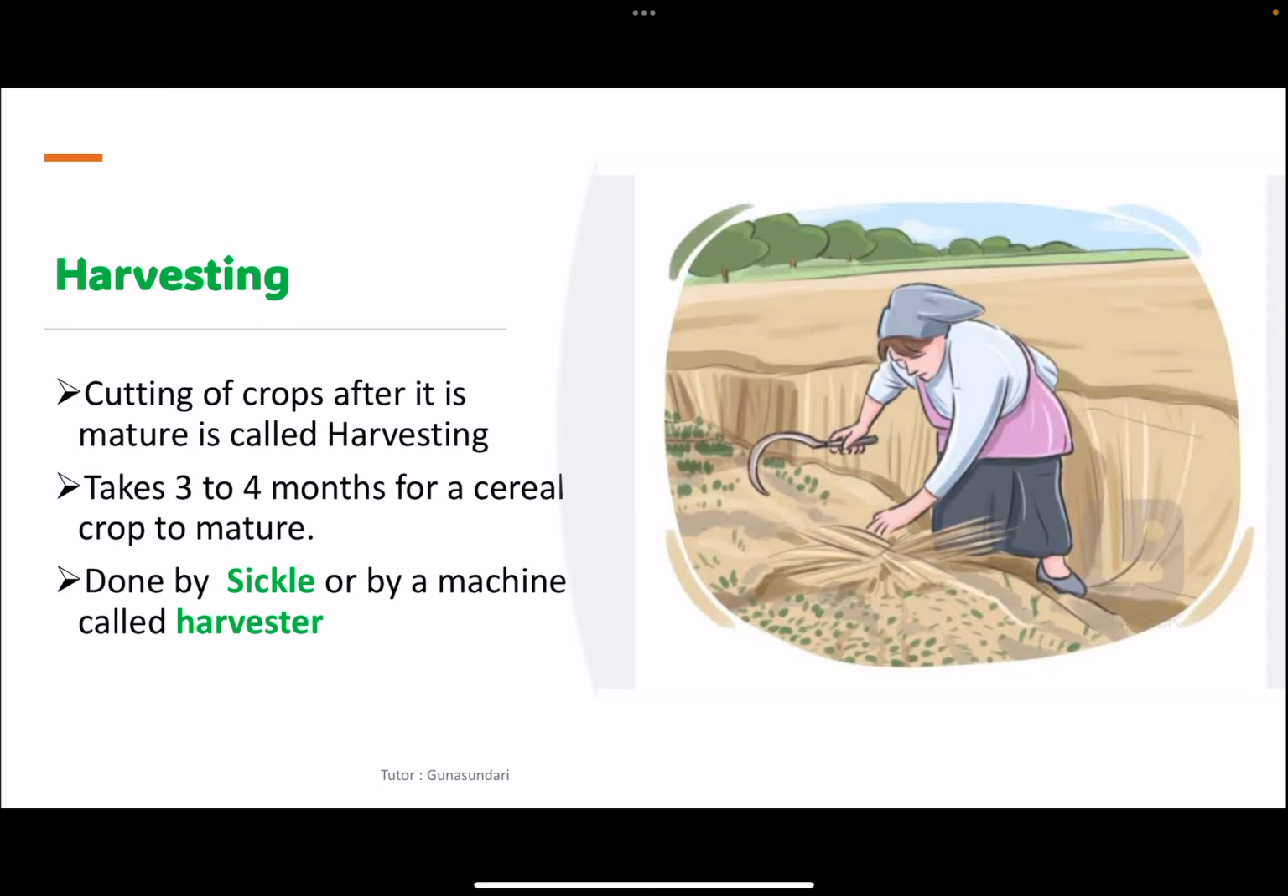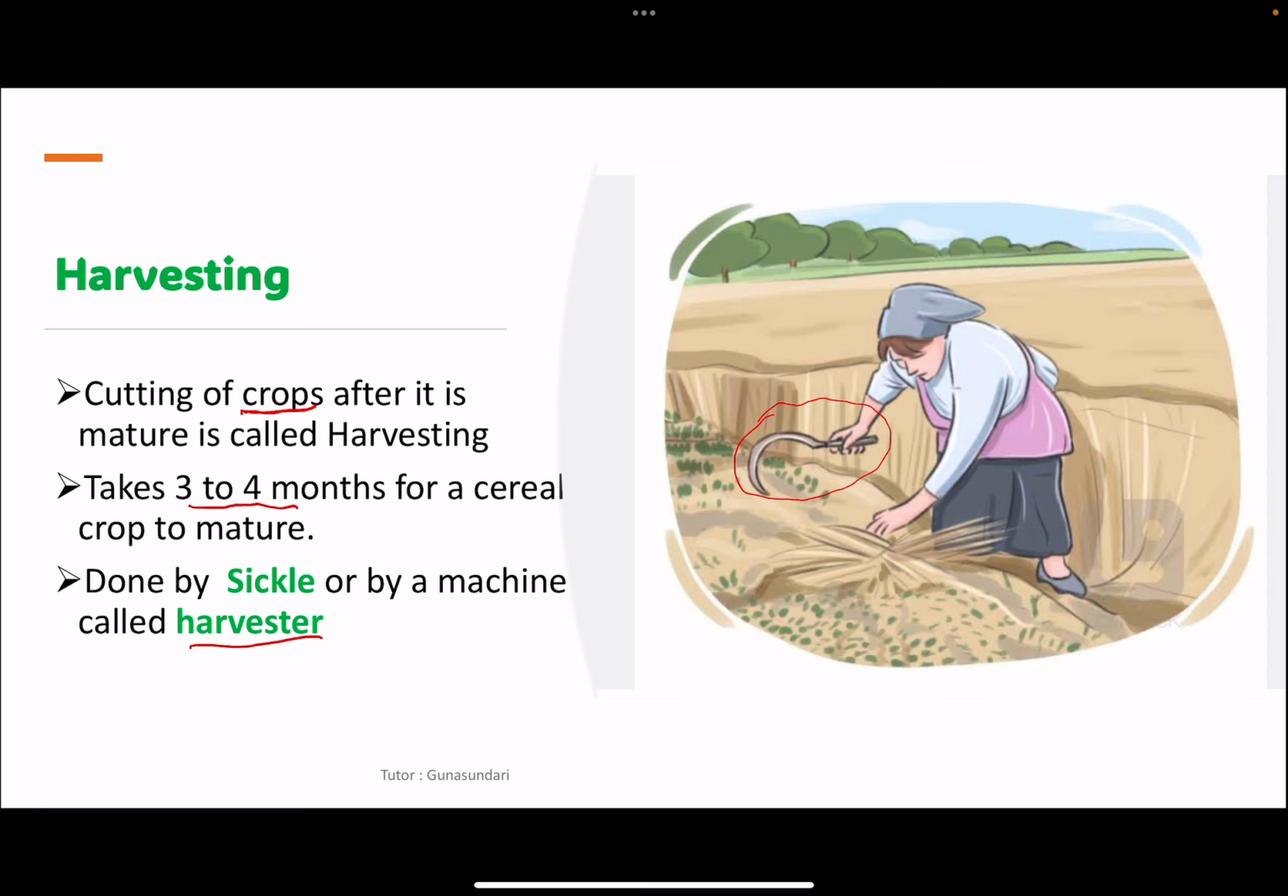And next comes the harvesting. So harvesting means the cutting of crops. You need to cut the crop once it is matured. That is called harvesting. And it takes about 3 to 4 months for a cereal crop to mature. And you can see in this picture a lady is cutting the crop with the help of a small instrument that is called a sickle. You can even cut the crop by means of a machine called a harvester.